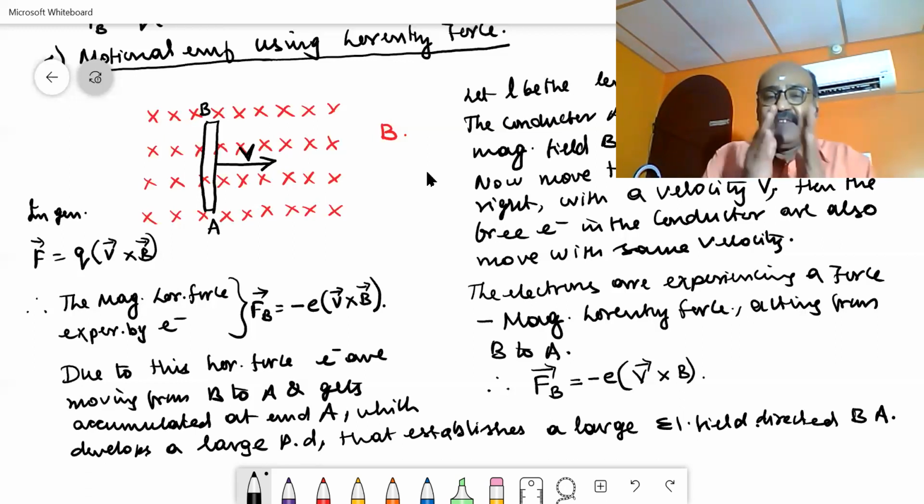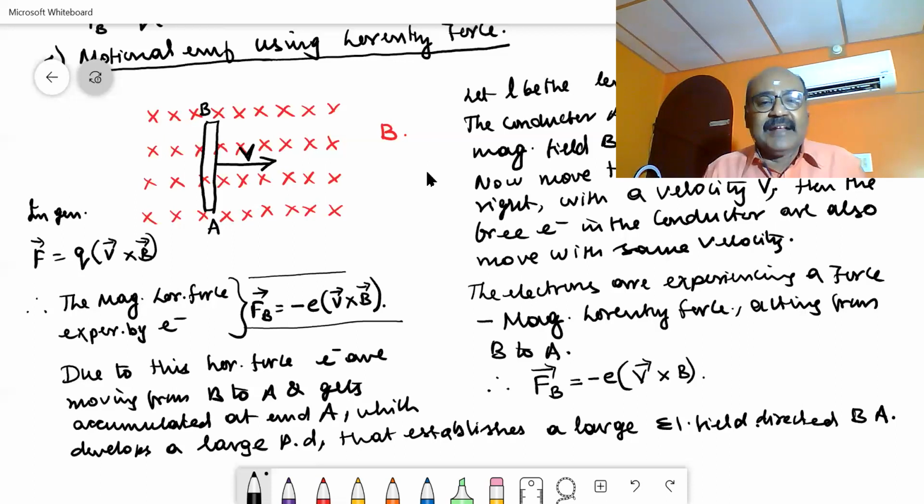What happens when I place the rod AB inside the uniform magnetic field perpendicularly and move the rod towards the right? The free electrons inside the rod also move with the same velocity V. When the negatively charged free electrons move inside the magnetic field, they experience a magnetic Lorentz force, given by the formula F_B equals minus e into V vector cross B vector.